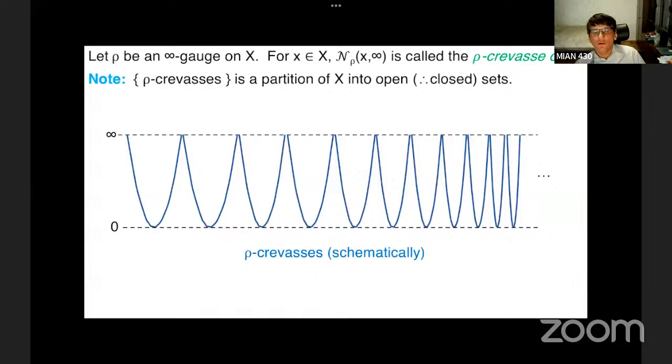Could you comment on this picture? What does it stand for? Yes, so I'm thinking of the infinity neighborhoods at various points.